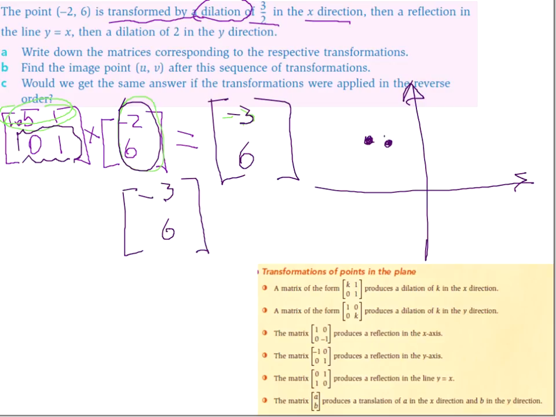Negative 2, negative 6. Okay, it's a bit strange. 1.5 times negative 2 gives us negative 3, and 1 times 6 gives us 6. Okay, so I did make a mistake. Let's fix mistakes. This will be plus 3, is it? Plus 3. Or did I make another mistake?